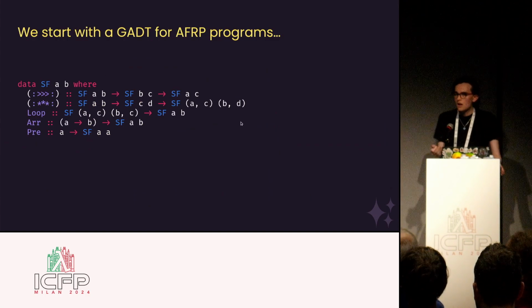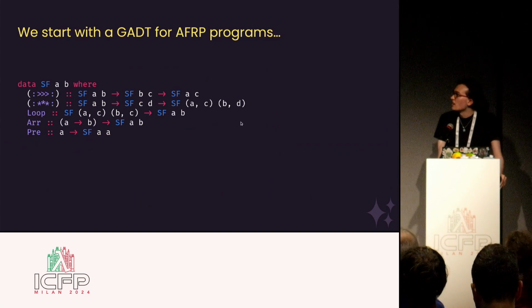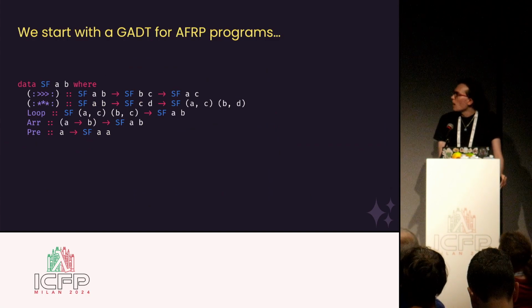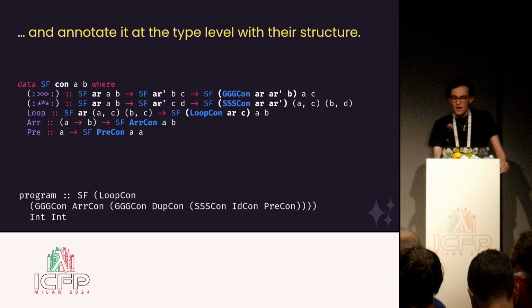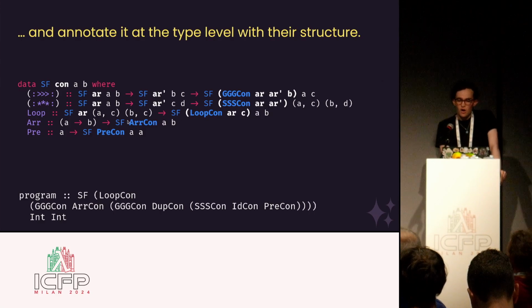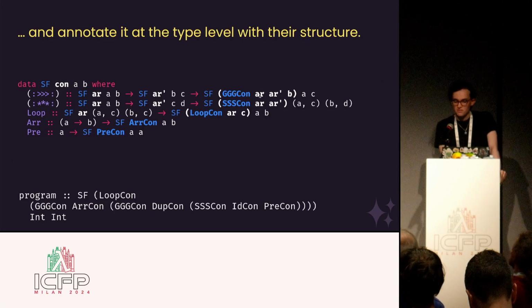We represent our AFRP programs using a GADT, but we're going to annotate them at the type level with their structure. So R's are now annotated with this rcon constructor, pre's are annotated with precon, the composition operator is annotated with composition of those two annotations, and so on and so forth. So you end up with a type kind of like at the bottom.